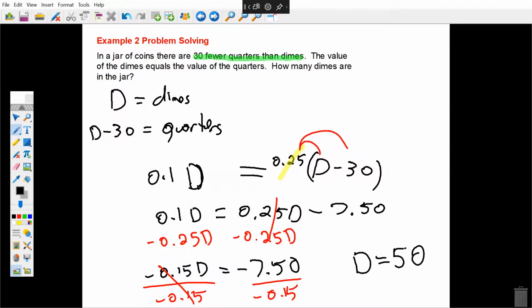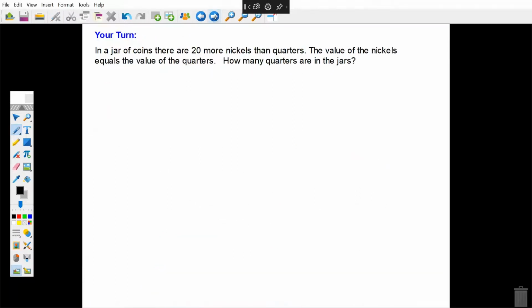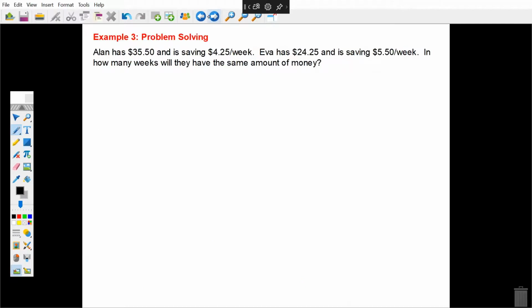So if there are 30 fewer quarters than dimes and the value is equal, that means that there are 50 dimes in that jar and there are 20 quarters. Okay? So the most important steps of this question were making the dimes D and the 30 fewer quarters than dimes D minus 30, and then remembering that the value of a dime is 0.1 and the value of a quarter is 0.25. We have one more question left, I believe. Oh, two left.